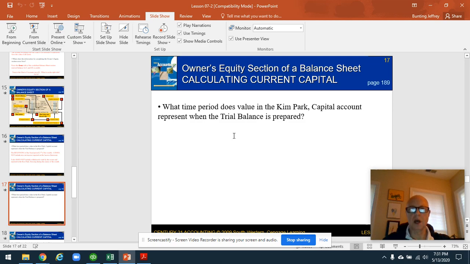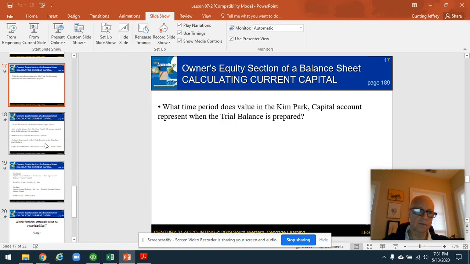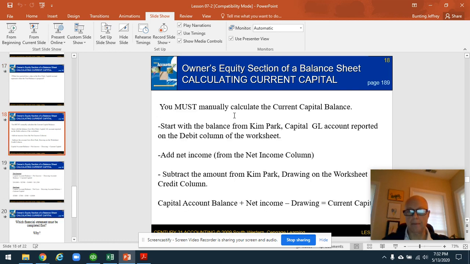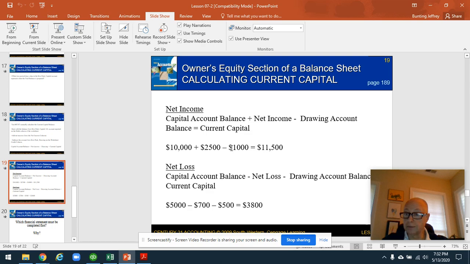Okay, so what time period does the value in the Kim Park capital account represent when the trial balance is prepared? The last day of the month. Okay, you got to manually calculate it. Okay, there's an example in the book, and I want you to look at. I want you to make sure you're comfortable with it. So here's what I've done.